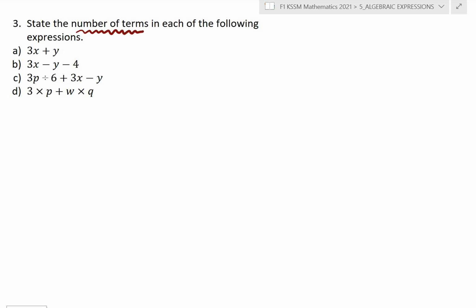Okay, let's look one by one. For question A, we are going to state the number of terms. This is quite easy actually. We have 3x plus y. This is addition, which means 3x is one term and y is another term. So this one is 2 terms. That is for question A.